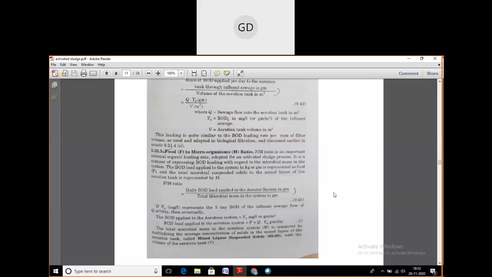There is no particular numerical. We will not do any numerical related to this, but in short notes, or later if there is a physical exam, there might be some short notes regarding your food to microorganism ratio or the design considerations of your activated sludge process.